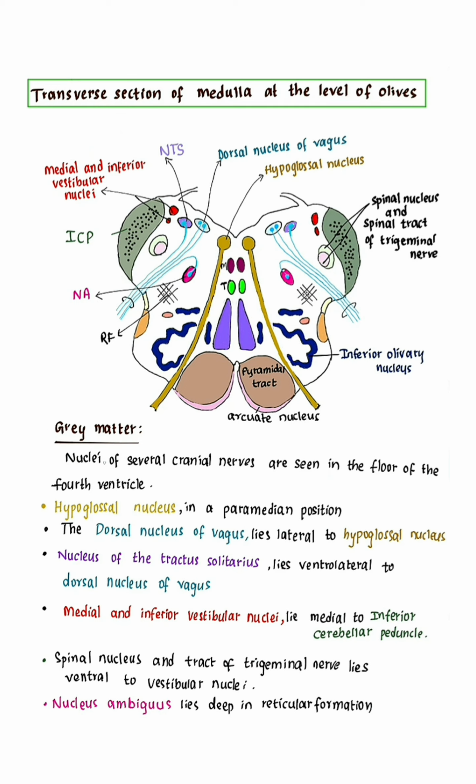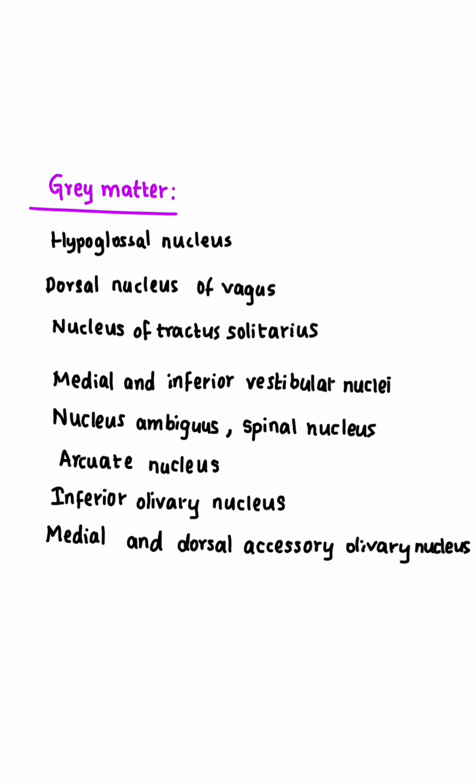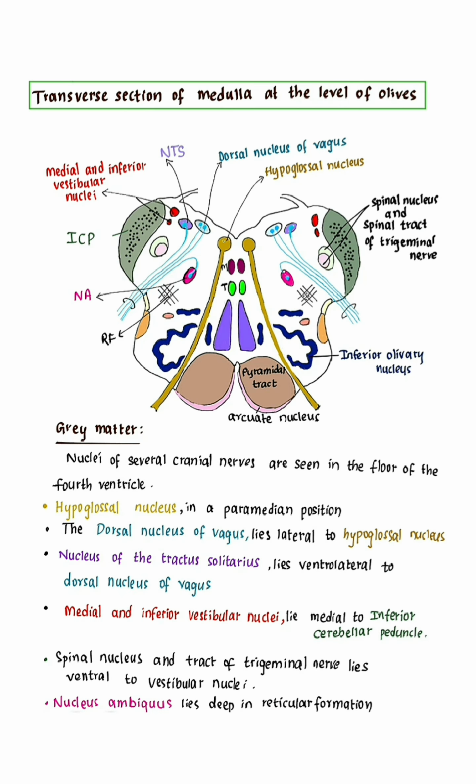Gray matter: nuclei of several cranial nerves are seen in the floor of the fourth ventricle. Pyramids are present anteriorly. This is the ventral side. This is the dorsal side. Hypoglossal nucleus lies in a paramedian position. Dorsal nucleus of vagus lies lateral to the hypoglossal nucleus.